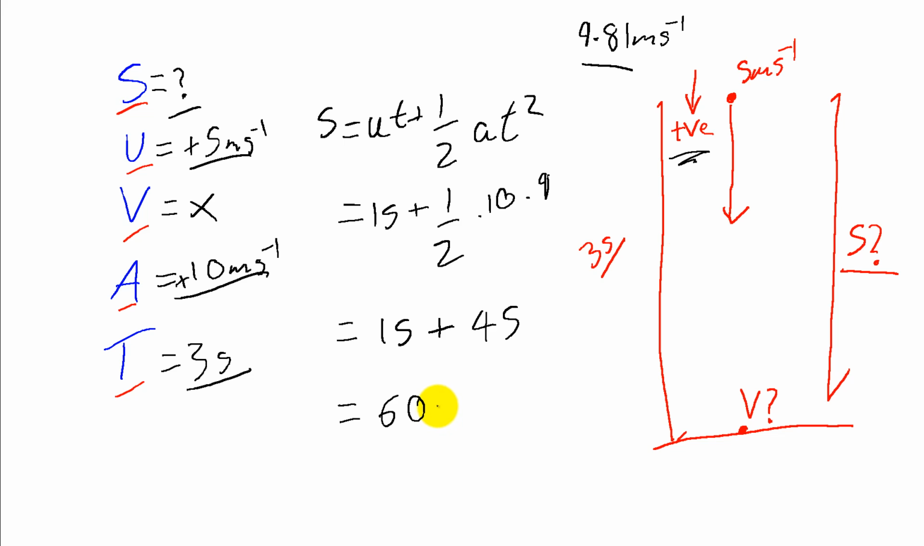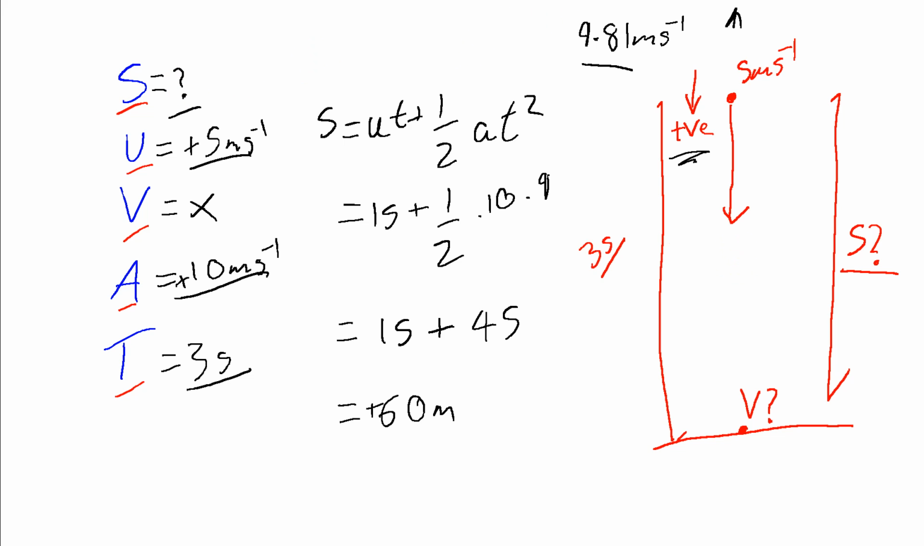So our displacement is 60 meters, and we can see this has got a positive sign, and so our displacement is downwards. If this had come out negative, then our displacement would have been up in this direction instead. So our displacement after travelling 3 seconds, having initially started at 5 meters per second, is 60 meters.